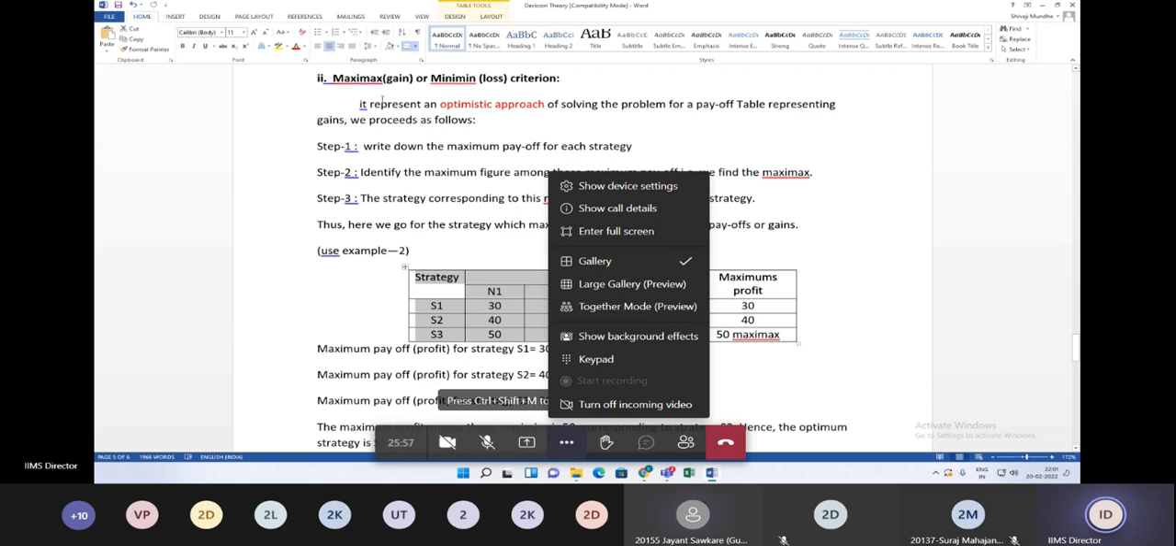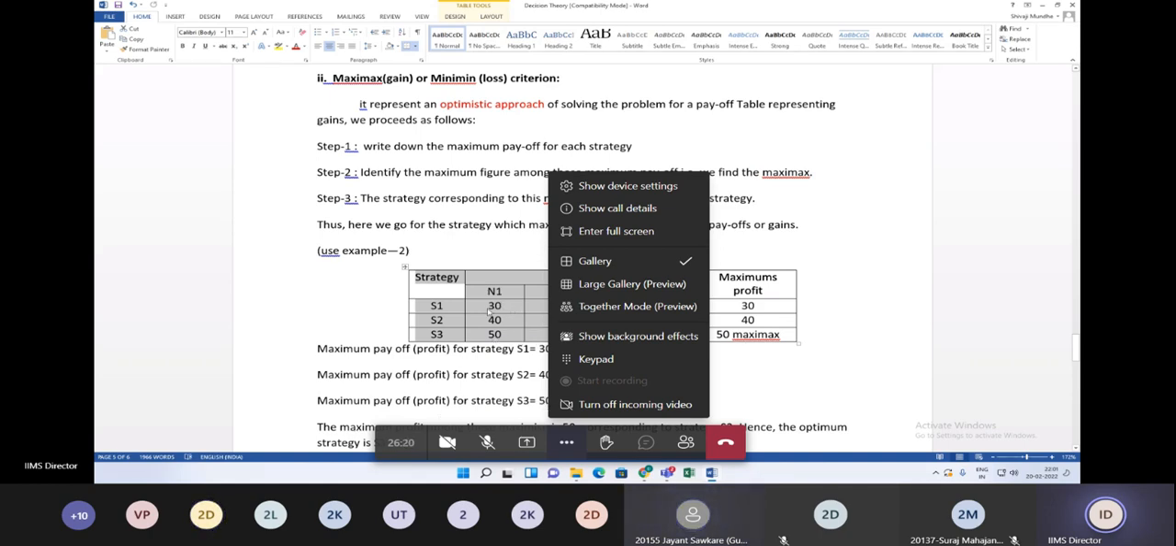What is the criteria? Our criteria is the maximum criteria. From the S1 strategy, what is the maximum profit? 30. From the S2 strategy, what is the maximum profit? 40. From the S3 strategy, what is the maximum profit? 50.